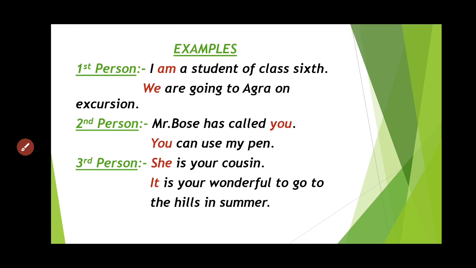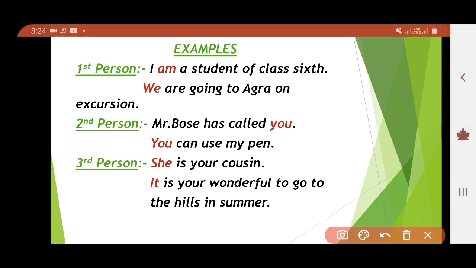Sorry, there is a mistake. It is very wonderful to go to the hills in the summer. By mistake I have written your here. So it is wonderful to go to the hills in summer. Okay, so I think students, you are clear with first person, second person, and third person. All this comes under what category? That is personal pronoun. Okay, so now let's go to the second kind of pronoun, that is possessive pronoun.